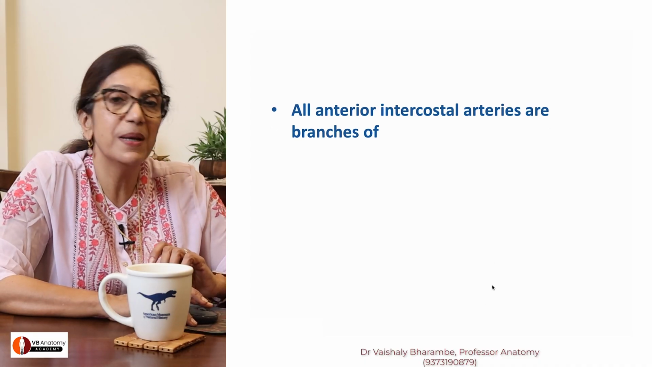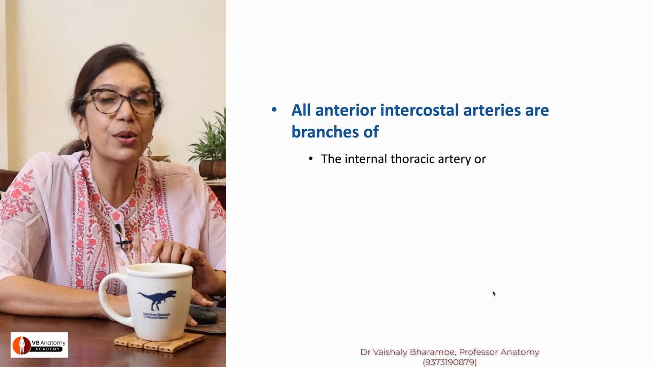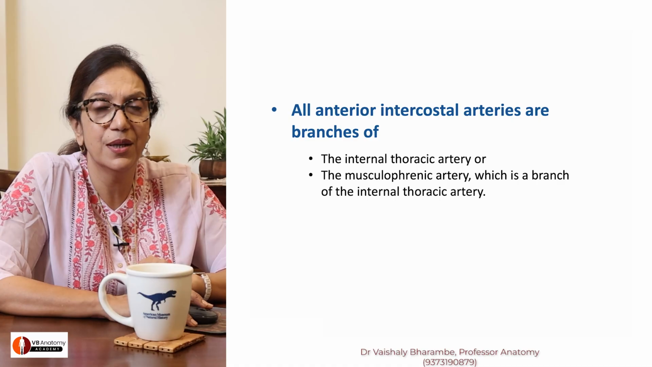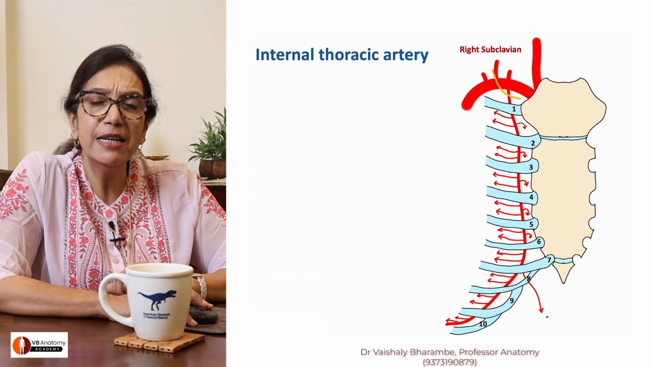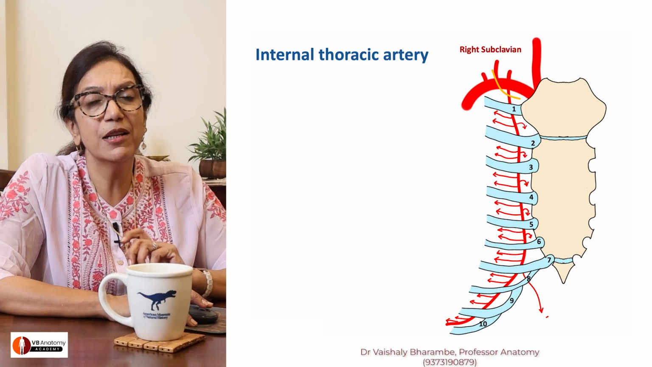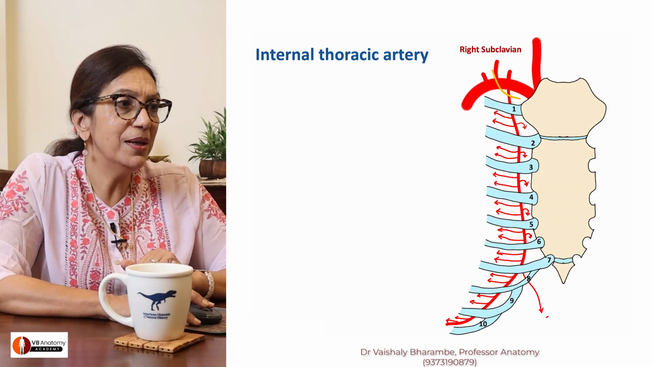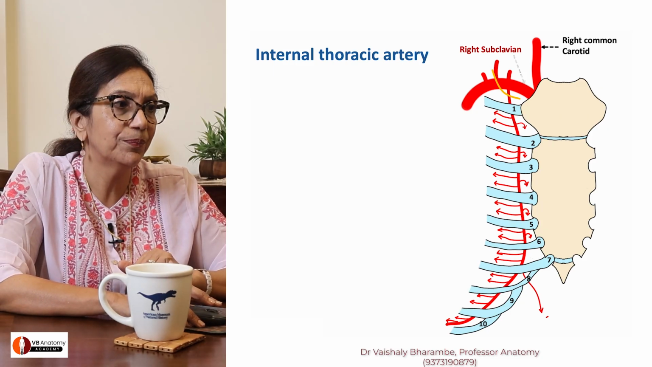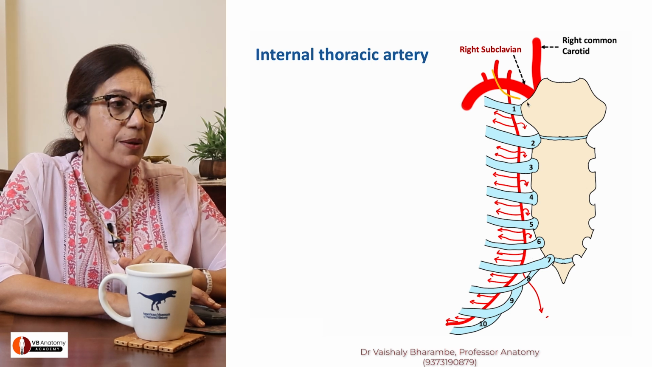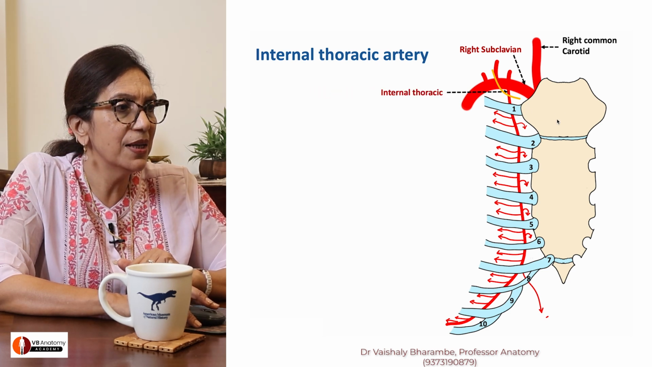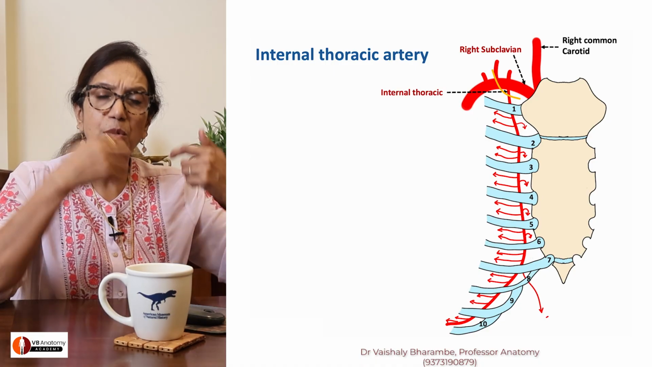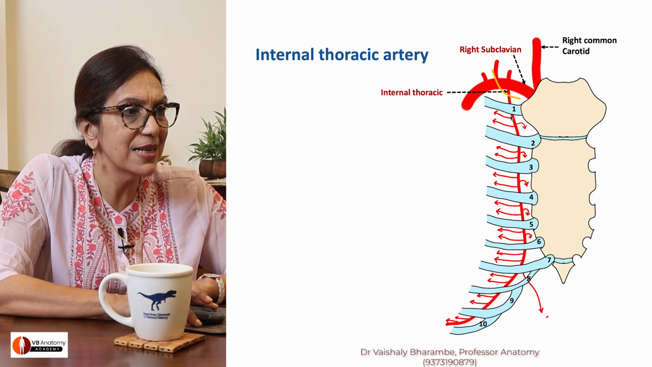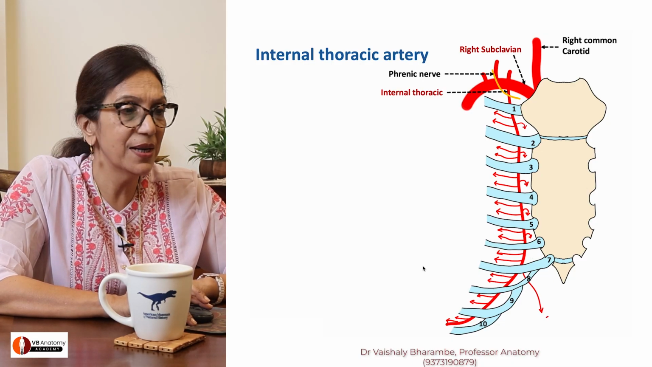All anterior intercostal arteries are branches of internal thoracic artery or musculophrenic artery, which is a branch of internal thoracic artery. Okay. Let's understand internal thoracic artery to make this job a lot easier. Remember, this is the right subclavian and this is the right common carotid. That's the right subclavian. You can see the right subclavian giving rise to internal thoracic, which is now descending downwards just behind your anterior rib cage. You can see it descending here. It's crossed by the phrenic nerve, by the way.